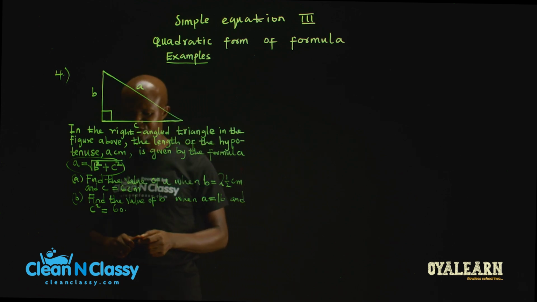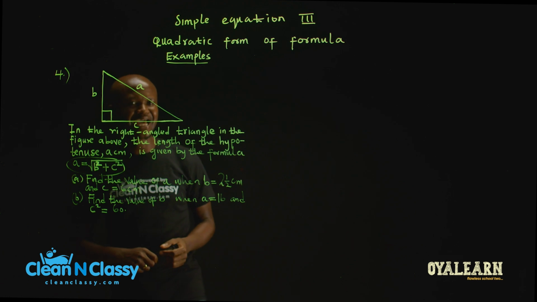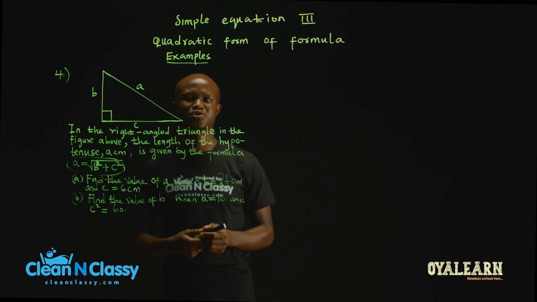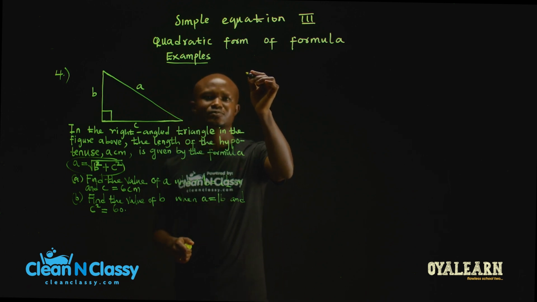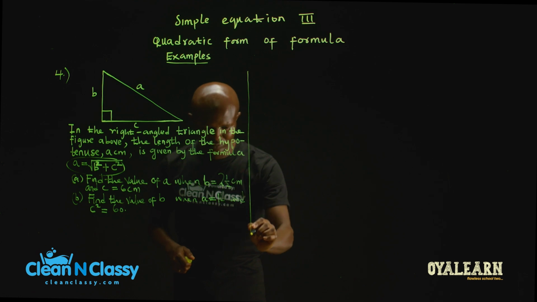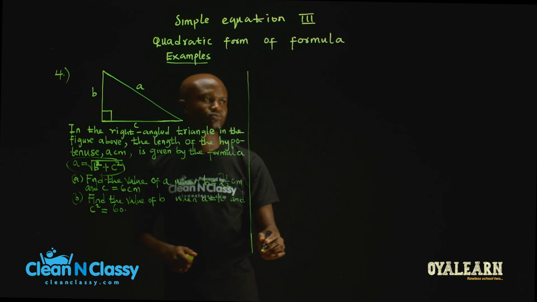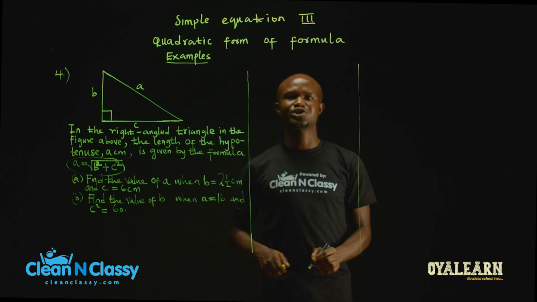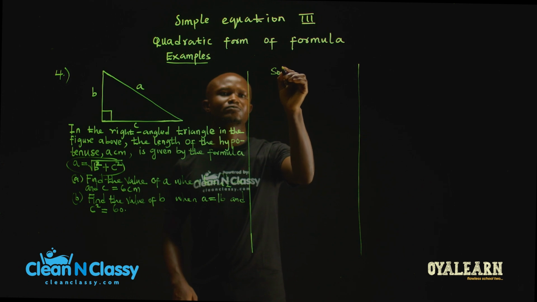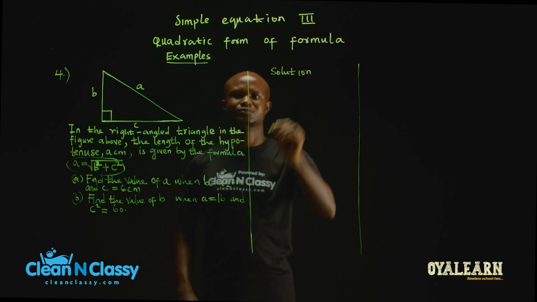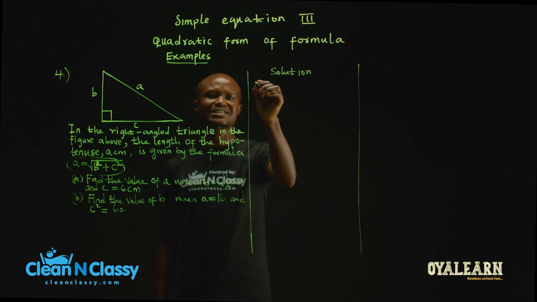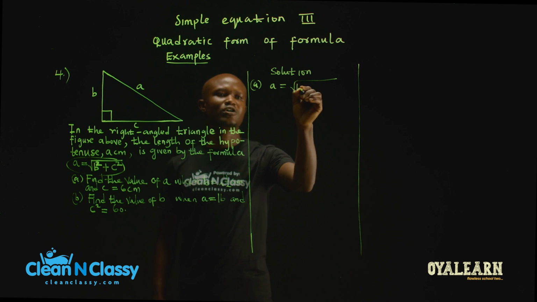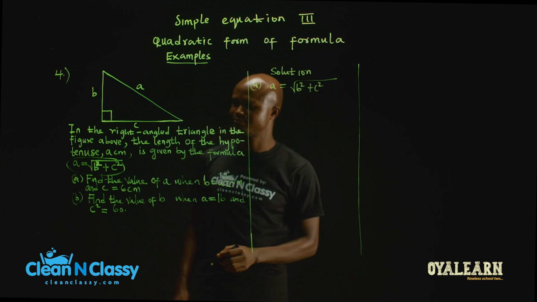The second part of the question: find the value of b when a equals 16 and c squared equals 60. Solution. Solution to the problem. Now we write out the formula. We have a equals the square root of b squared plus c squared.